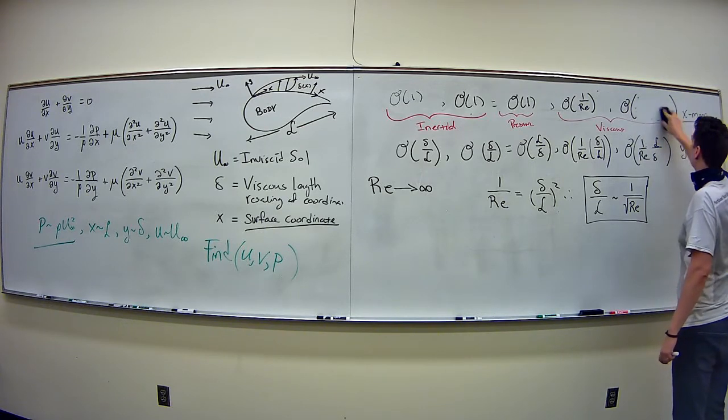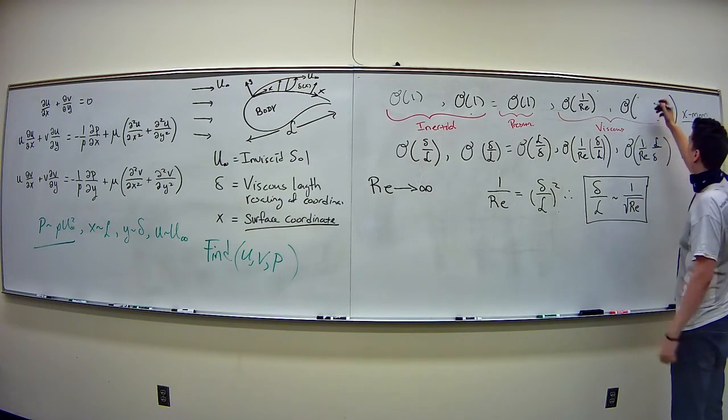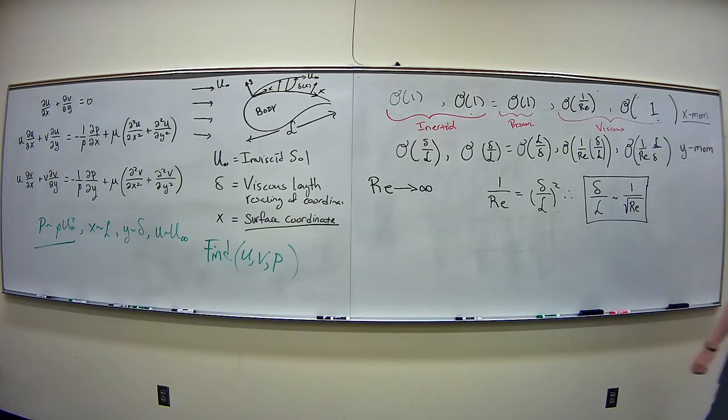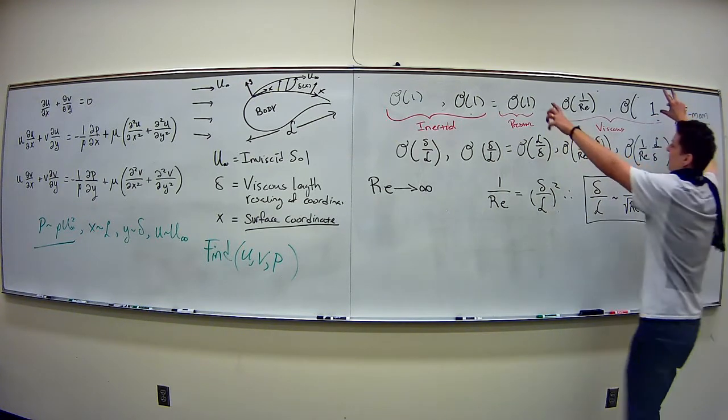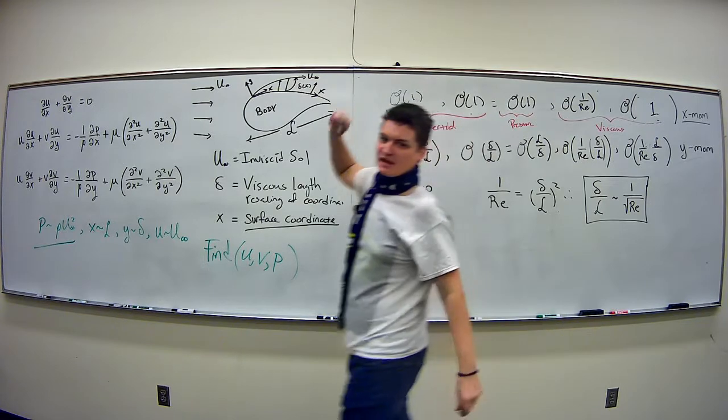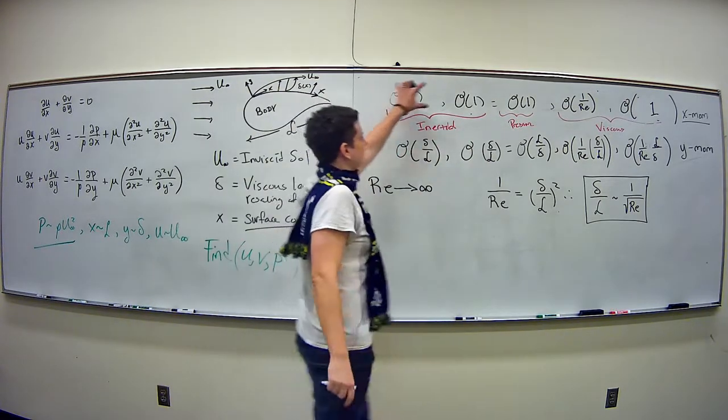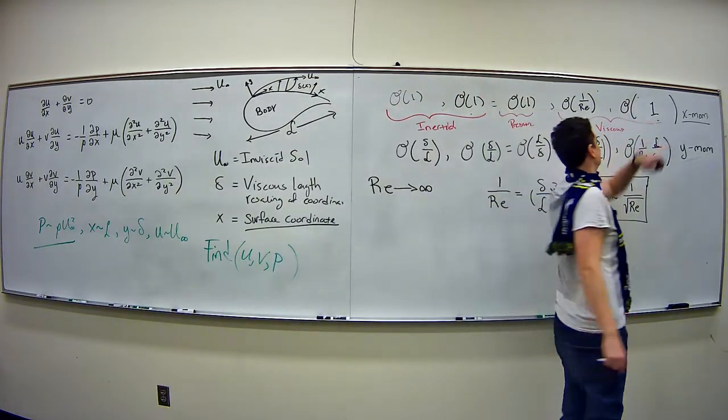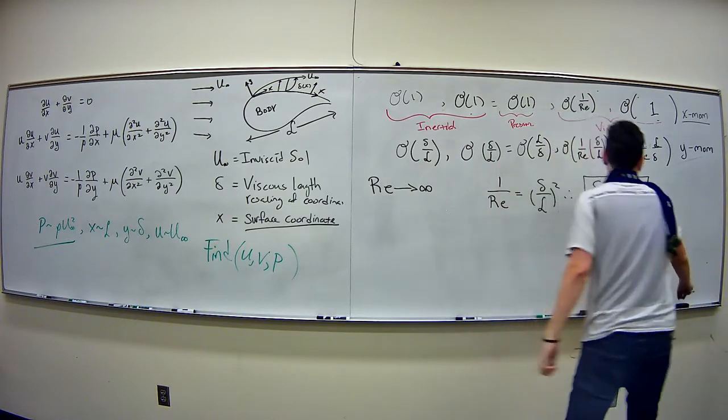Well, that makes this order one. Ooh, so I have a dominant physics playing out in the boundary layer. So the x momentum equation has the dominant physics occurring in the boundary layer, right? The dominant physics being the inertia happening in there, these equations. And then the y momentum is a different story.